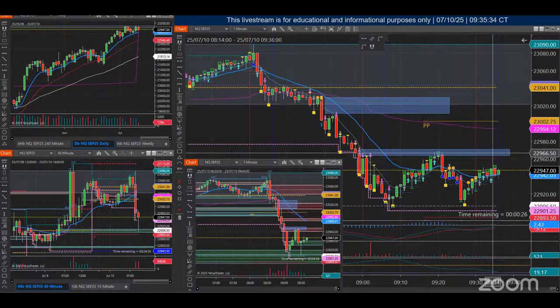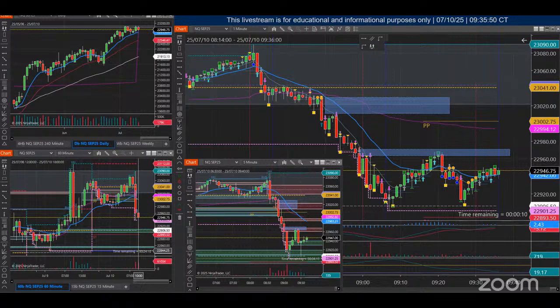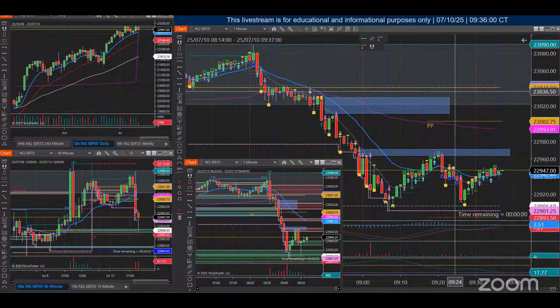So if it does not break out of this resistance here, it should bounce below one more time. At that time, whether it can retest and go towards the low of the day, or whether it will consider this as the low of the day and then go higher, is to be seen.